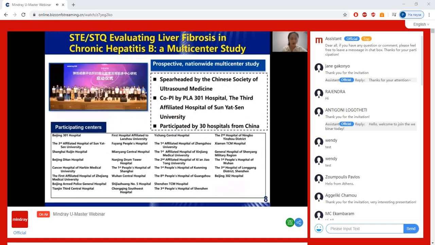This was a prospective nationwide multicenter study spearheaded by the Chinese Society of Ultrasound Medicine. The co-principal investigators were Chinese People's Liberation Army General Hospital and the Third Affiliated Hospital of Sun Yat-sen University. 30 hospitals from China participated in this multicenter study.